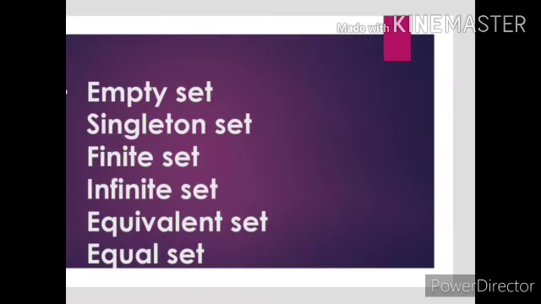Students, in today's class, we learnt about the definition of empty set, singleton set, finite set, infinite set, equivalent set, equal set. Empty set means a set which has no elements. Singleton set means a set which contains only one element. Finite set means a set which has a finite number of elements. Infinite set means a set which has an infinite number of elements. If two sets have the same number of elements, then we can say the sets are equivalent sets. And finally, equal sets means the two sets contain exactly the same elements.